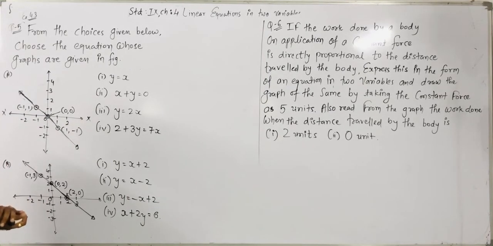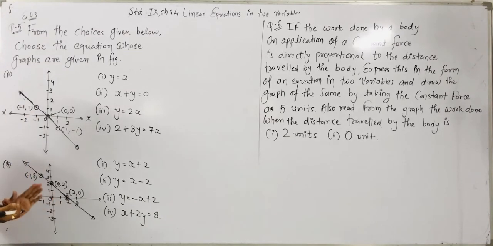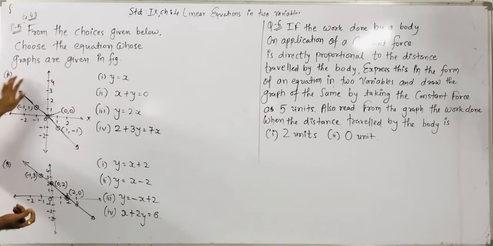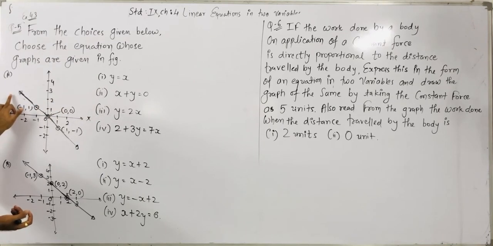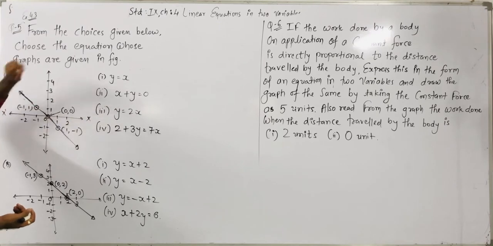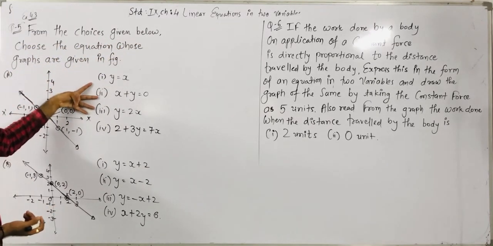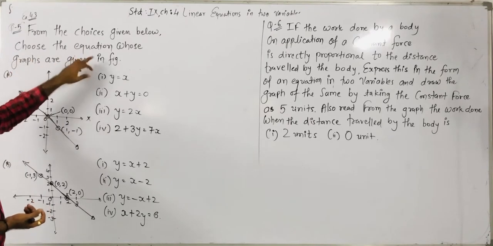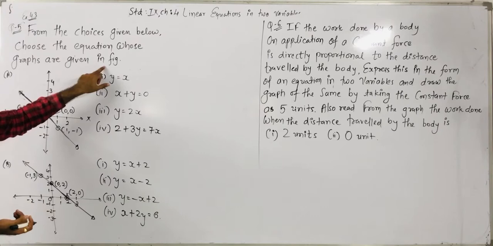So we all know the graph of a linear equation in two variables is defined as a straight line. So here, in graph A, there are four equations given. This straight line satisfies one of them, and we have to define which equation. From the four choices given below, we have to choose the equation whose graph is given in the figure.